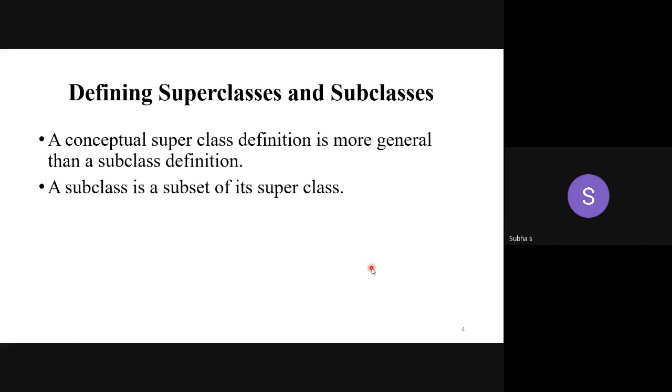Specific means what? It is the subclass. Always a subclass is a subset of whom? Of its superclass only, not the other superclass. Okay. Very simple. You can write it also. Superclass means parent class. Subclass means derived class. That's it. So always a subclass is a subset of its superclass.